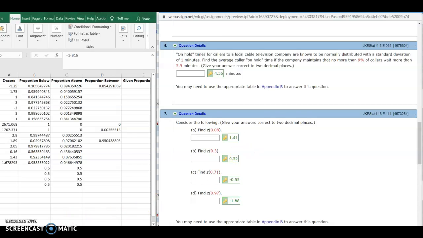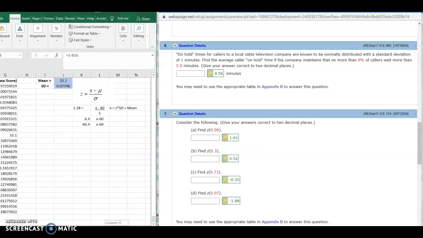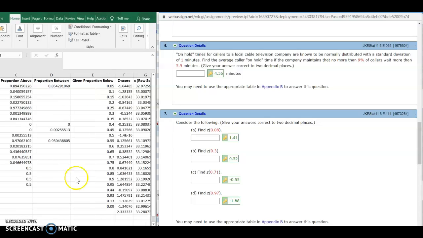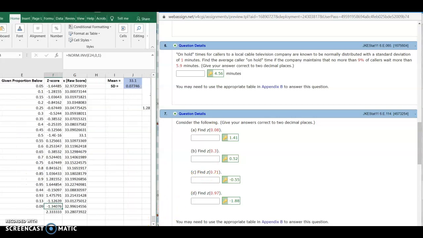So we have to go to our Excel spreadsheet and be sure to communicate with it what our mean and standard deviation are. I go to the part of my Excel spreadsheet where I have the given proportion below, and I'm looking for 9%. So I entered 0.09, and I see that that corresponds to a z-score of negative 1.34076. The problem in this one is what we're trying to find is the mean.